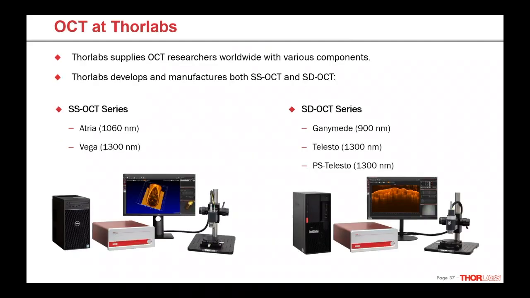Let me show you our portfolio for complete OCT systems. We have 5 series in total. That means we have 2 swept source OCT series. We have the Atria series at 1060 nanometers and the Vega at 1300 nanometers. And for spectral domain OCT systems, we have the Ganymede series at 900 nanometers, the Telesto series at 1300 nanometers, and the polarization sensitive Telesto, which is also at 1300 nanometers.